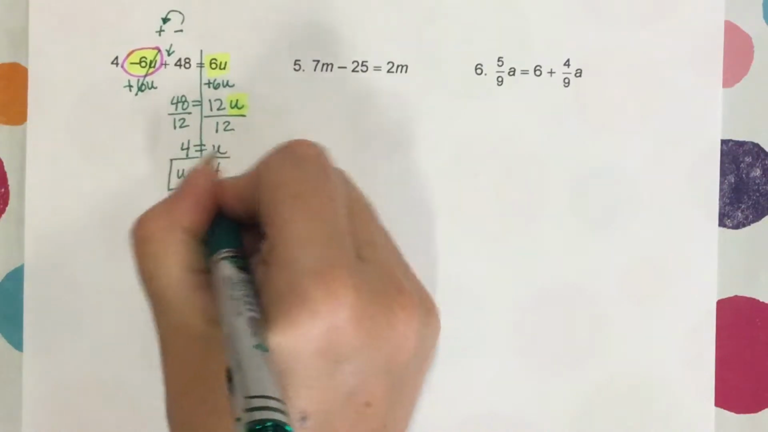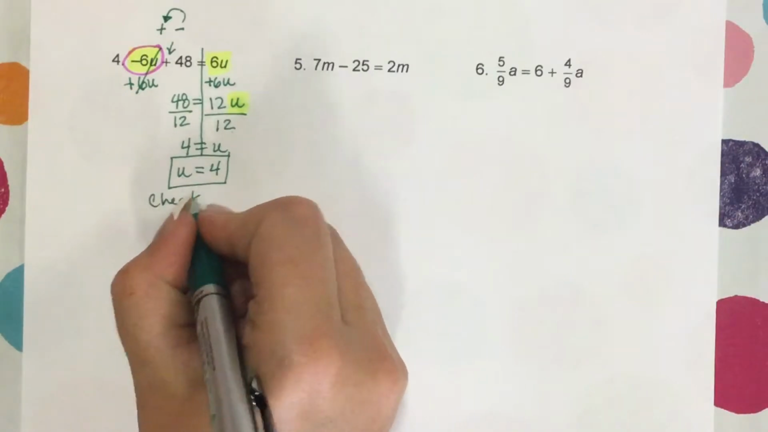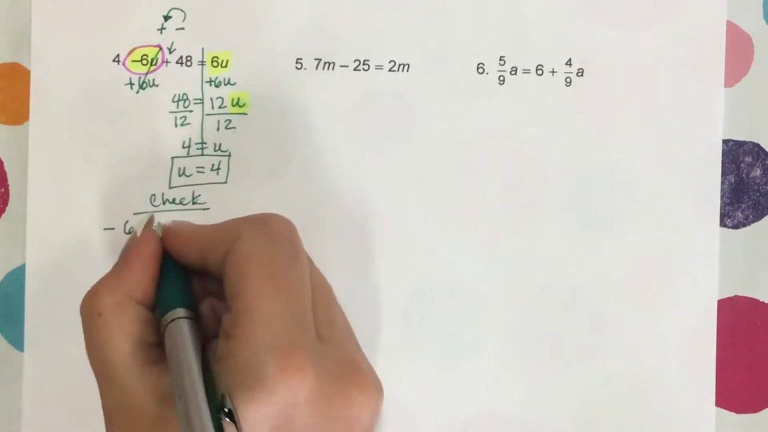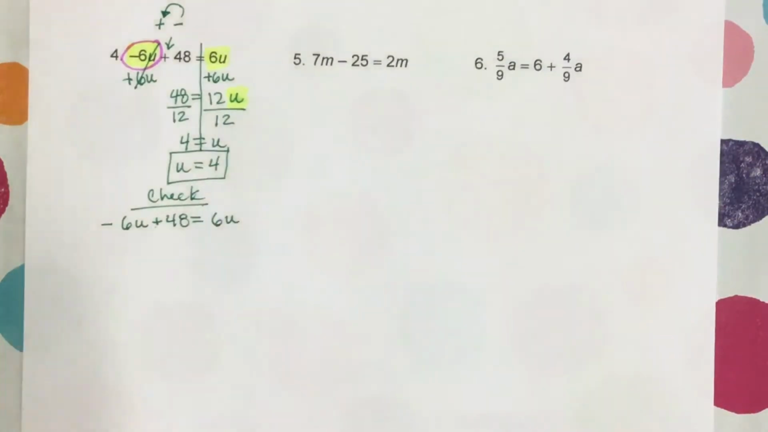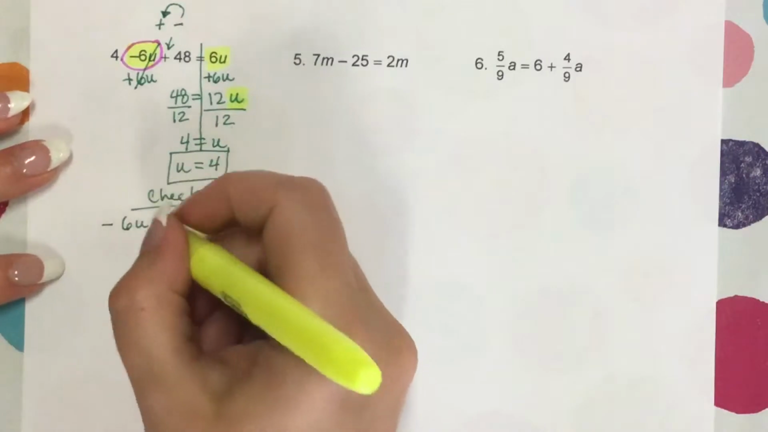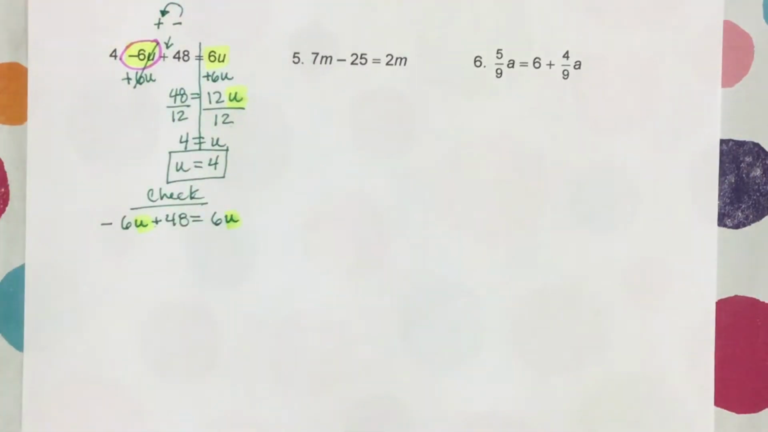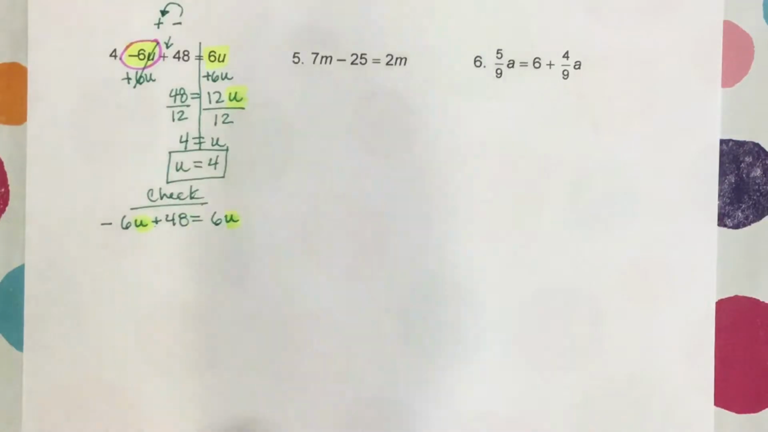So u equals 4. But now we're going to do the check. Okay, so we're going to write the word check. And then you're going to write the original equation, negative 6u plus 48 equals 6u. So there is a u here, and there's a u here. So we are going to substitute this 4 into both of those places where the u is located.